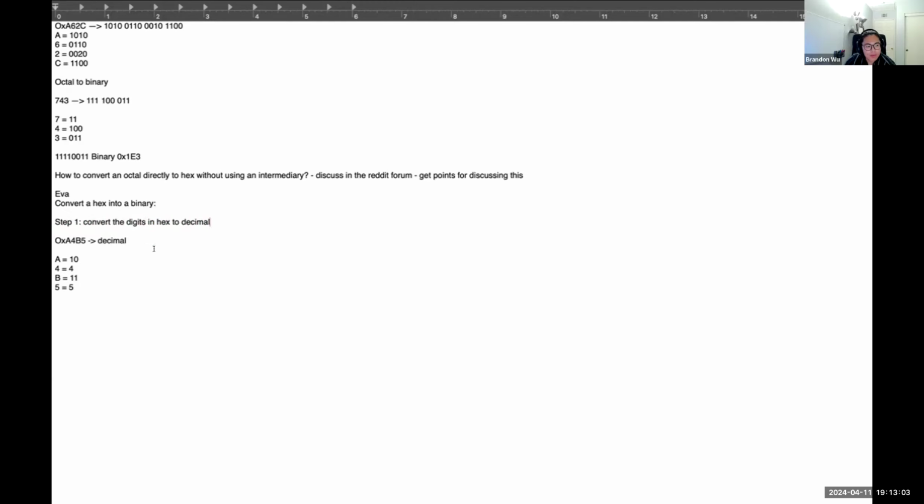And then from here, I would say we can go ahead and convert those 4 digits, 10, 4, 11, and 5 into their respective binary conversions, but also making sure that they're represented using 4 numbers so that they can get their full nibble representation. Okay.